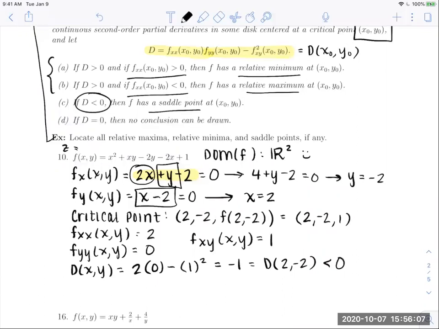So by the second partials test, we are falling into category C, D is negative, and so we conclude that our critical point is a saddle. So I'm just going to note here that f has a saddle at the point 2, -2, 1. I prefer that you write your point in all 3 coordinates, include that z coordinate, rather than writing it as 2, -2.